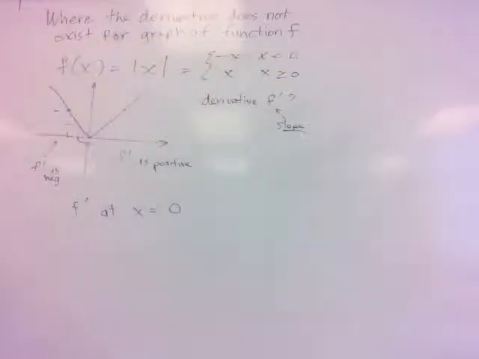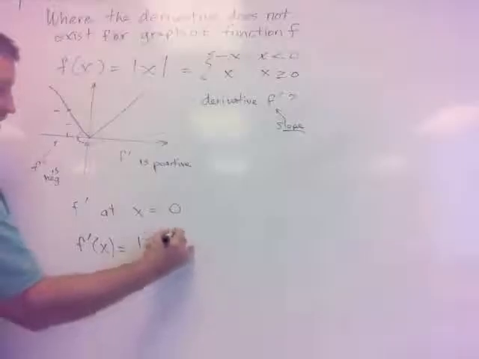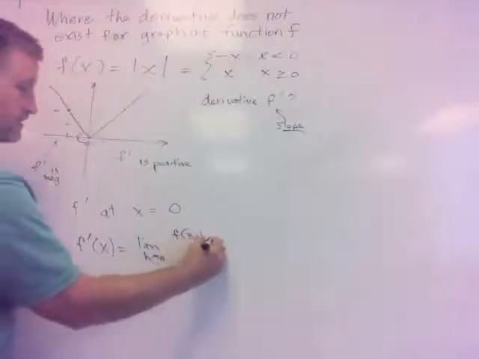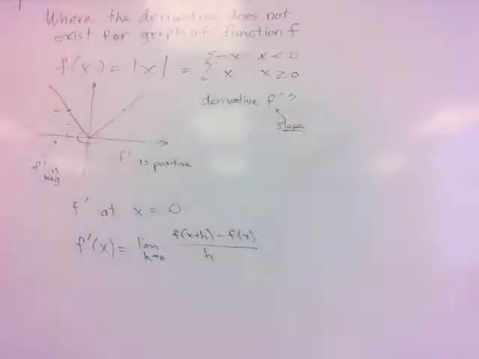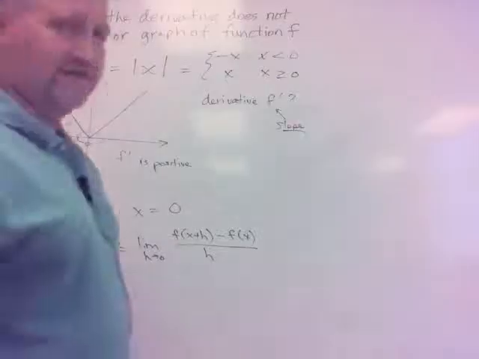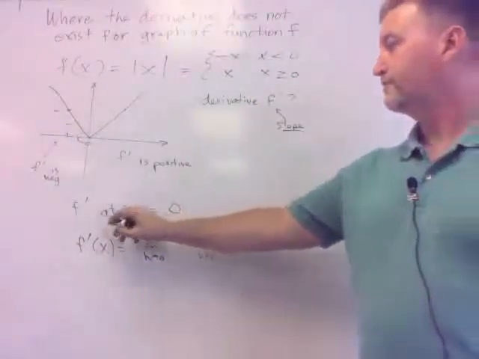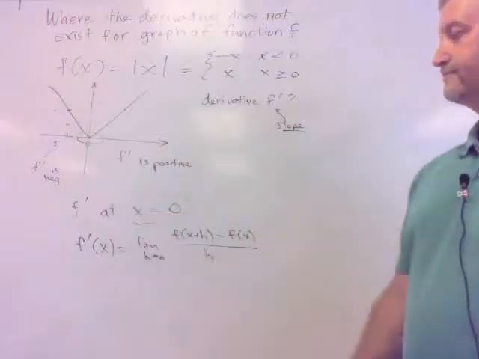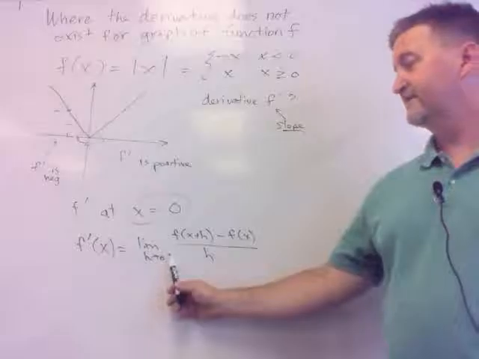Going back to the limit definition here, what is the limit definition of the derivative? The limit definition says it's the limit as h approaches 0 of f of x plus h minus f of x over h. Here's the thing, though. As I approach x equals 0, this limit turns into two different things.